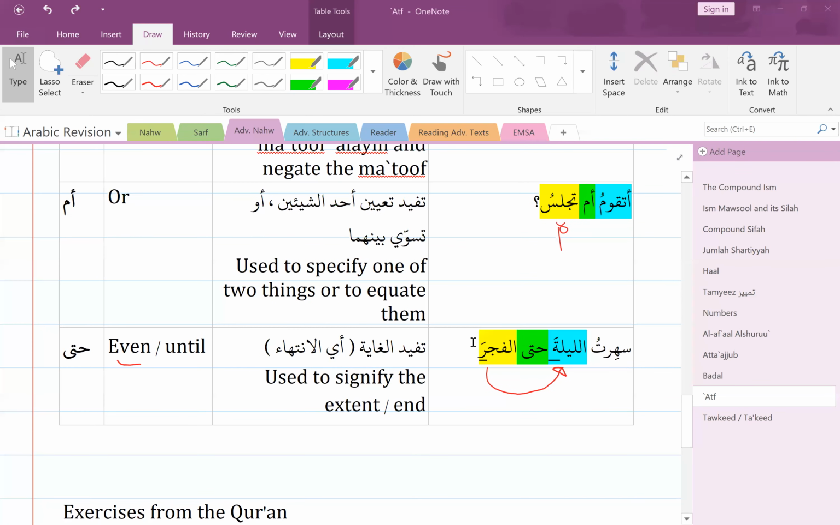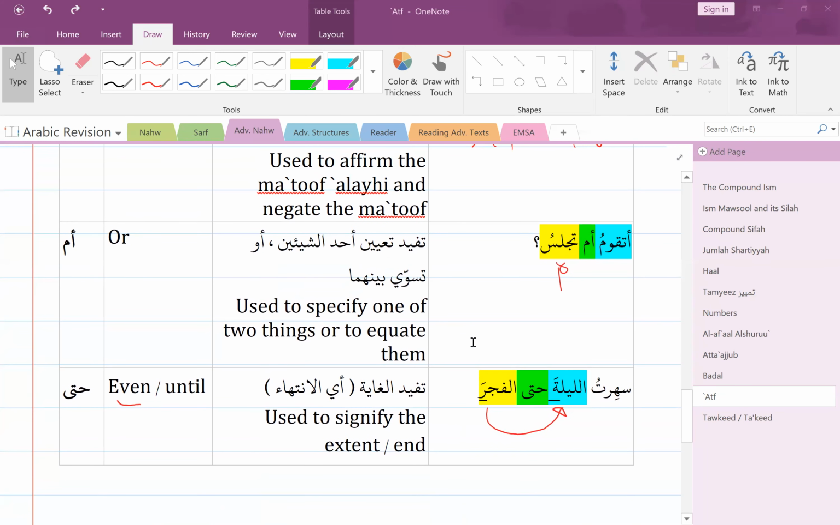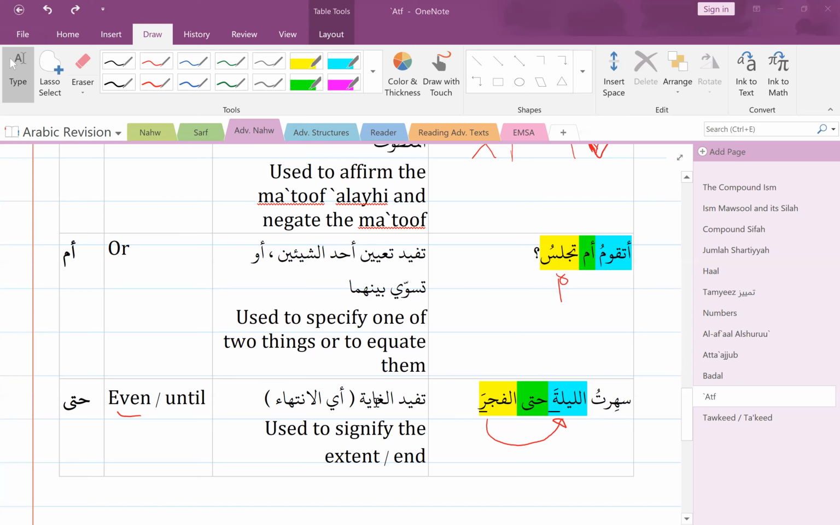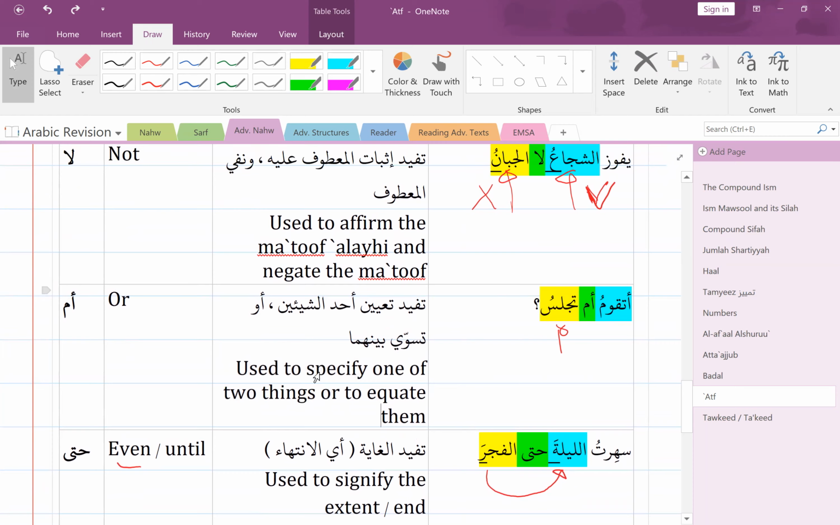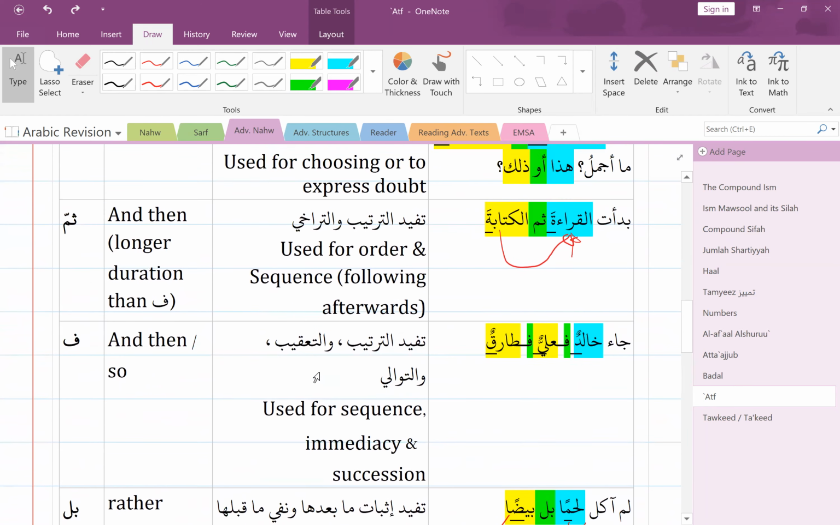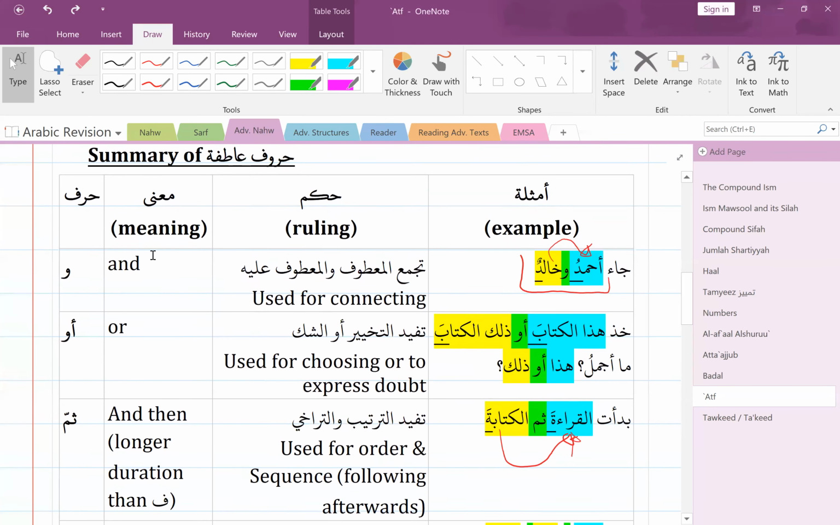Can you please also explain the things which you have written in Arabic? Tafidu, Ta'id, and Mahadiyya, all that. Basically, whatever I've written here in Arabic, I've translated it down here. It's the same thing. It's basically the ruling that I was explaining. So for example, waw, تجمع المعطوف والمعطوف عليه. It is used for connecting the معطوف to the معطوف عليه. That's the main purpose of waw عاطفة.